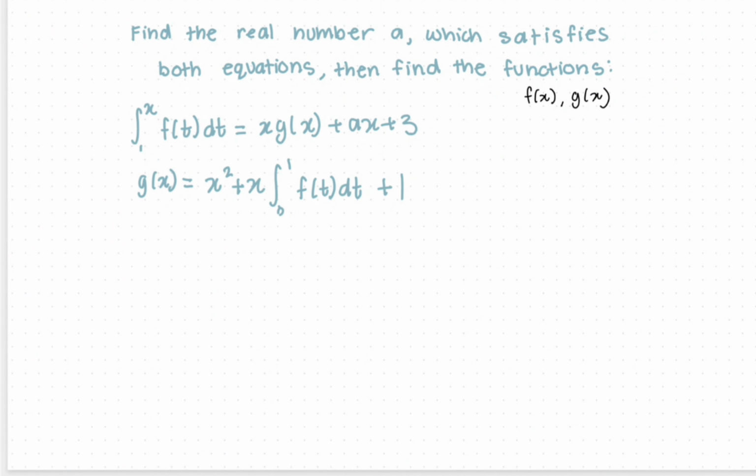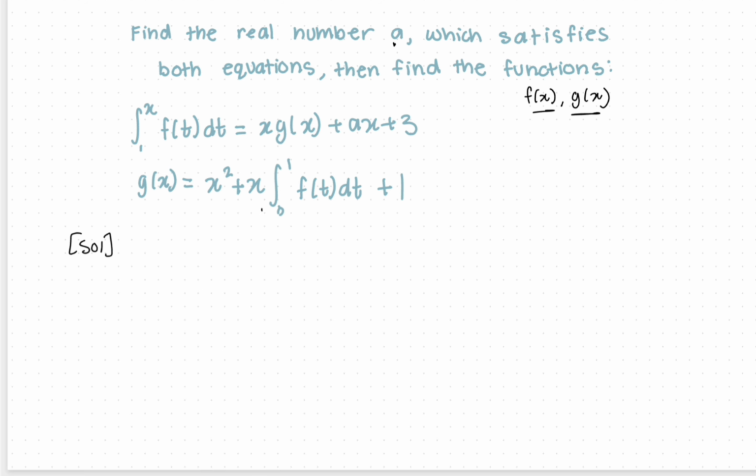Alright, so we're supposed to find a and the functions f of x, g of x. So we can only find these functions once we find a. So let's make finding a our topmost priority, right? Because when we find a, we can easily just substitute and we can find f of x and g of x. So how do we find a?